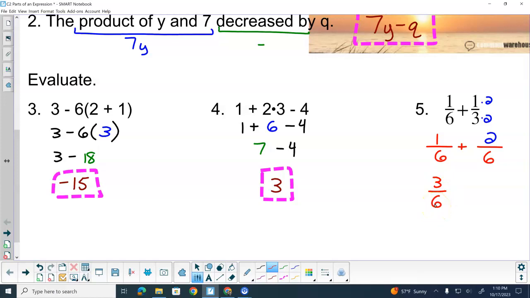Then our last step on all of our fraction problems is reduce or simplify one of the two. Is there a common factor between 3 and 6? 3. We can both be divided by 3 here. 3 divided by 3 is 1. 6 divided by 3 is 2. So my final simplified reduced answer is 1 half.